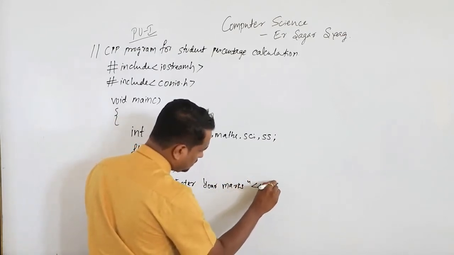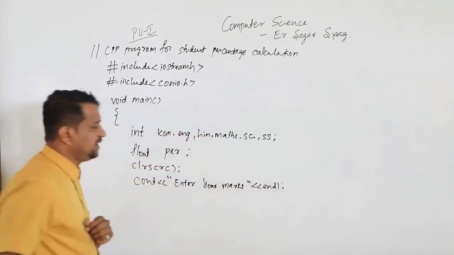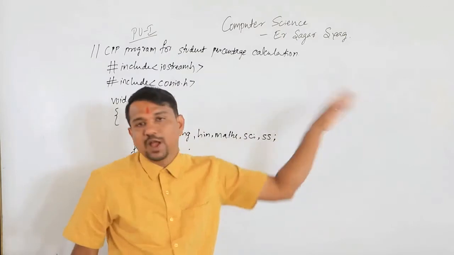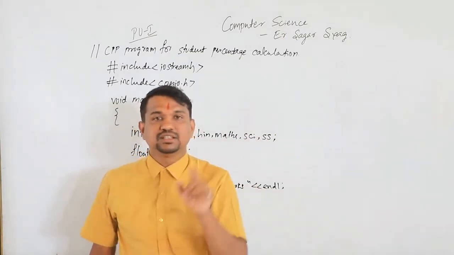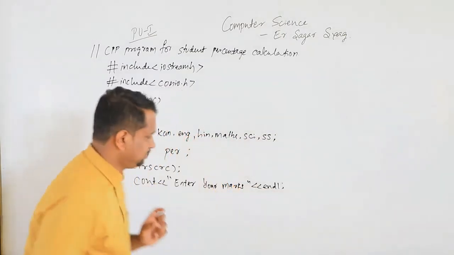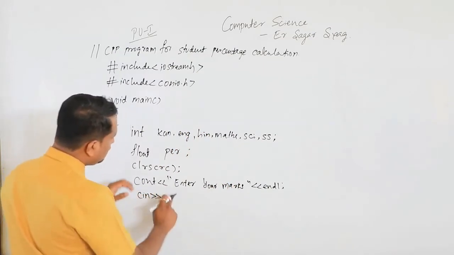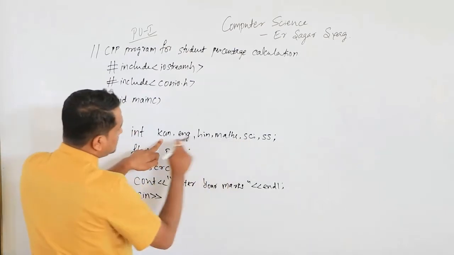So I have used once again this endl. Why this endl is used, I will explain in the output. The endl means end line. Next, cin, so input for all 6 subjects.